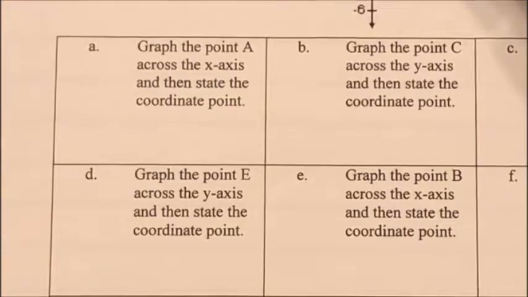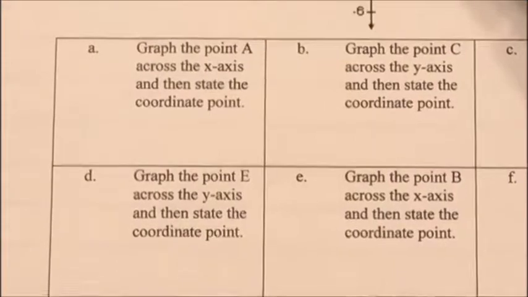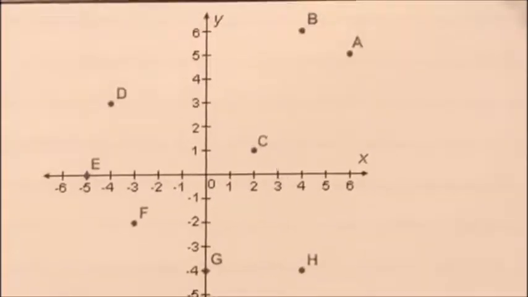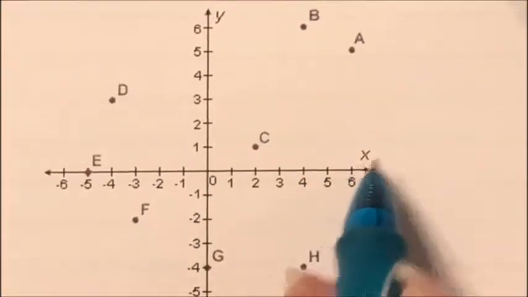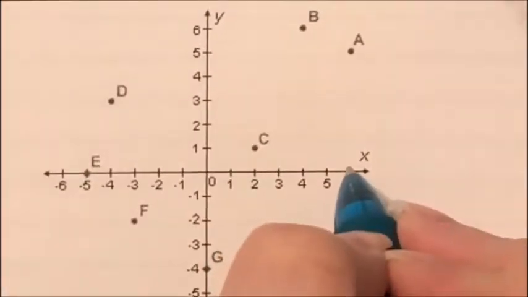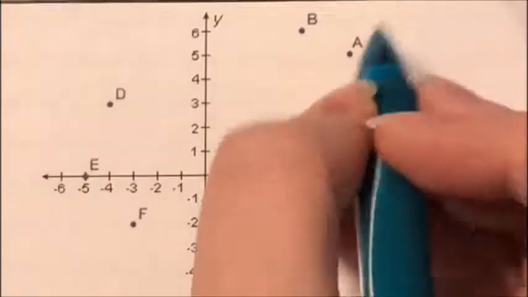Okay, now that you've had a chance to try out the try it problems, let's go over the answers together. So, letter A says graph the point A across the x-axis and then state the coordinate point. So, here's my graph. I'm looking for letter A. Letter A is right here. So letter A's coordinate point is 6, 5.